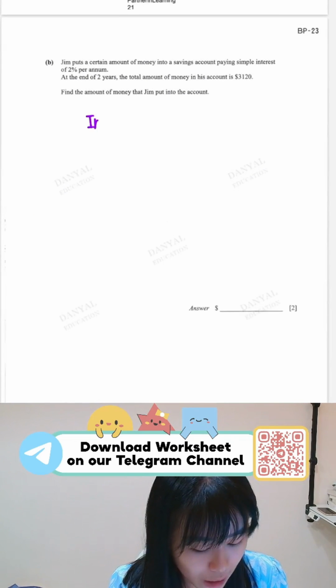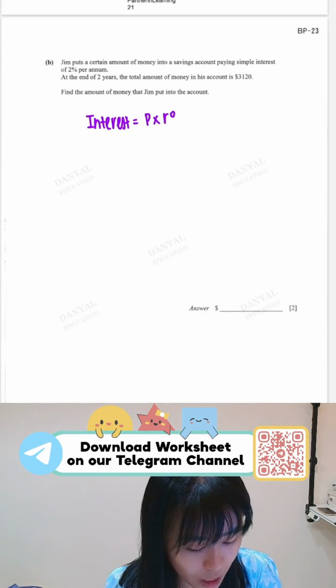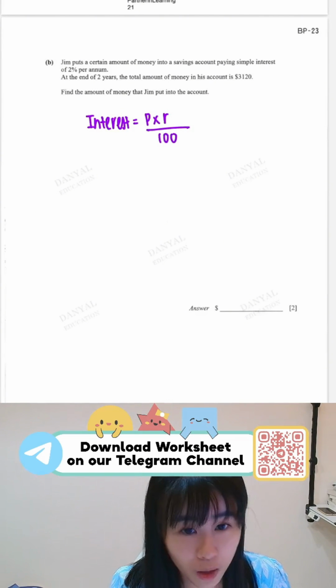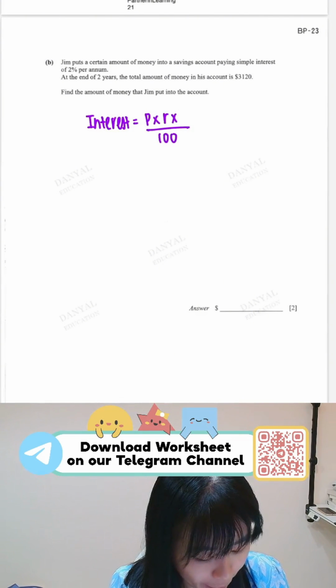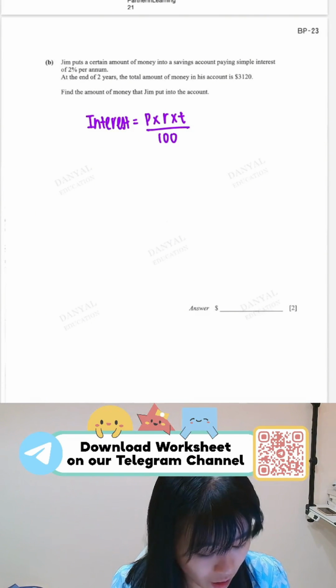This one you must know that interest, in secondary school, is basically your principal multiplied by the rate, the R. Because your rate is always in percent, it is always out of 100. So I'll just put the over 100 there, multiplied by the time taken. This is the formula you must know for simple interest.